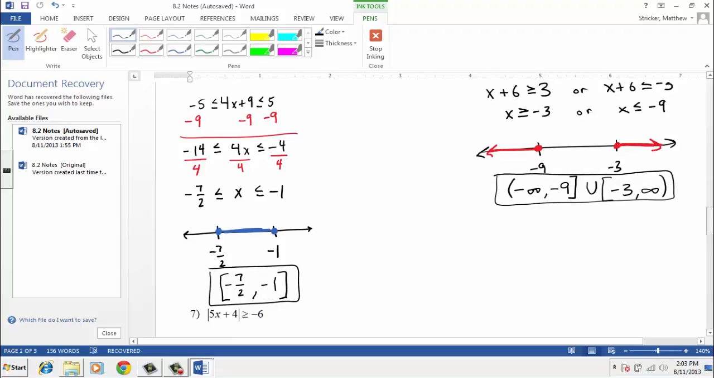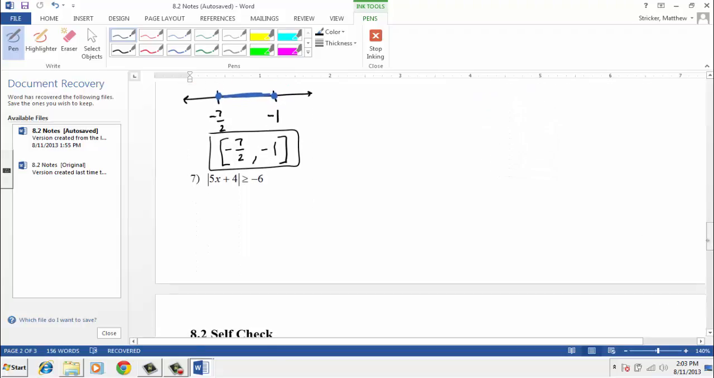The last example I want to look at is a special case, and that is example number 7 here, that says the absolute value of 5x plus 4 is greater than negative 6, excuse me. What that's really saying is that this absolute value, this distance, is greater than or equal to -6. Well, what do we know about distances? Distances are always positive. The absolute value of something is always positive.